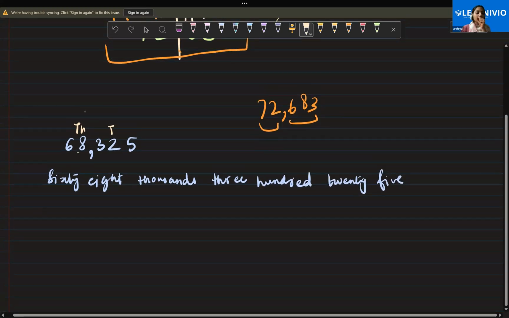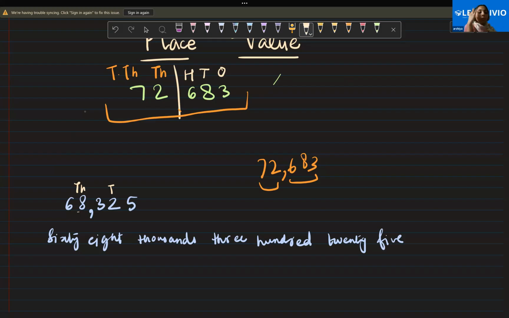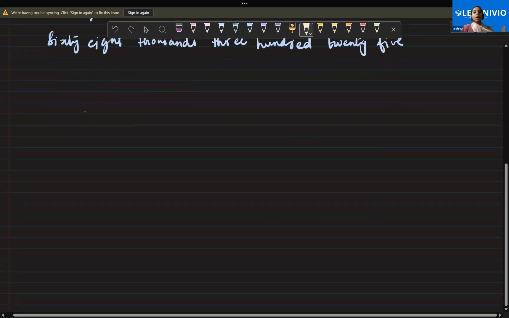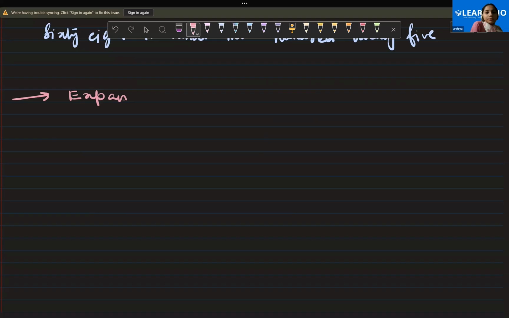Okay. Now till thousands and 10,000, it's clear to you, because you can read the numbers, you can name them, and you're putting the commas also. You can also tell the place value. Now let's make the number. Okay, before that, do you know what expanded form is? Expanded form. Hmm?